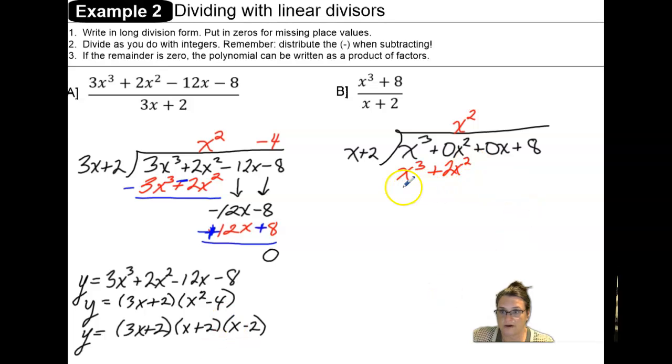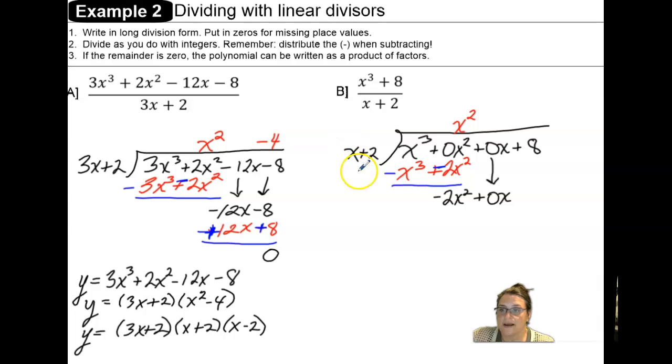Okay, then I'm going to draw a line and change the signs, and I have to change both signs because I'm distributing that subtraction to both terms in the binomial, and then I'll combine like terms. So x cubed minus x cubed is 0, those cancel. 0x squared minus 2x squared is a negative 2x squared. Then I'm going to bring down my next place value, which is a 0x. And then I repeat that algorithm.